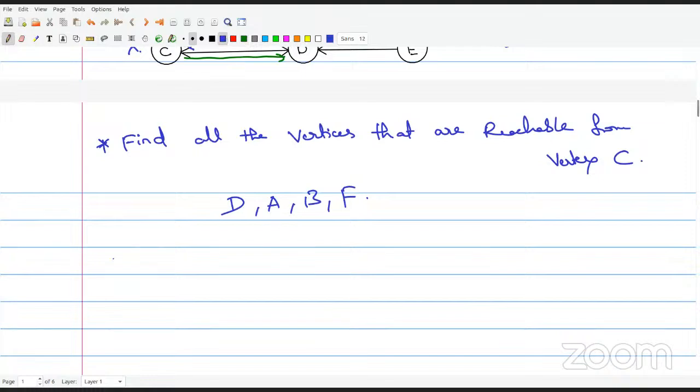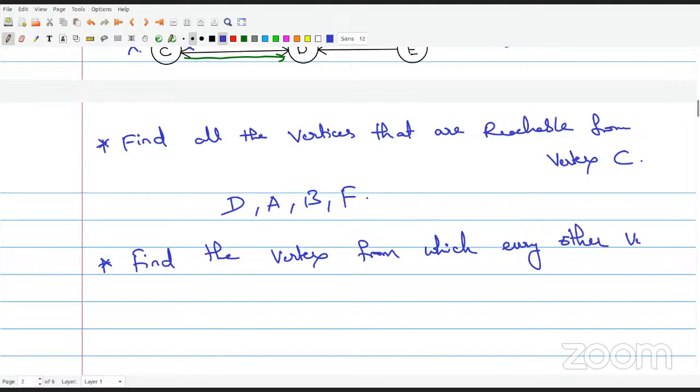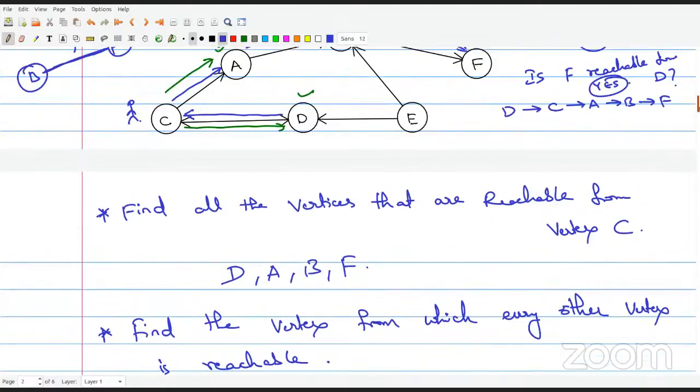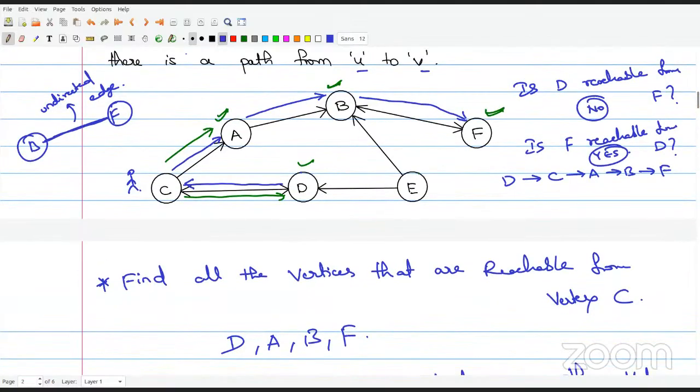And what if I ask, find the vertex from which every other vertex is reachable? Is it C? Okay, B, I think. Just graph. So I will bring that graph down.